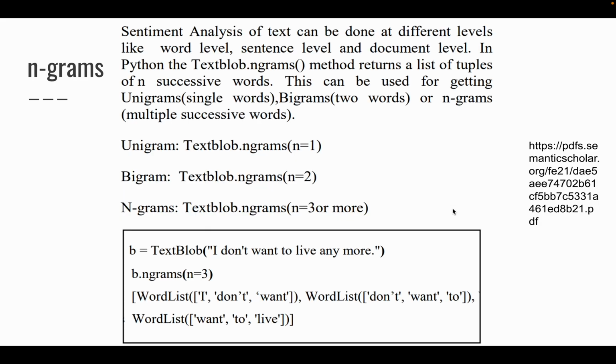Now, if we want to extract n-grams, we can also do that very easily with TextBlob. In this example here, we create a TextBlob object like I don't want to live anymore. And then we say b.ngrams, n equals 3. And since n equals 3, what we're getting are trigrams. So we end up getting all of the trigrams inside of this text here. So we get I don't want to, want to live, all of the trigrams.